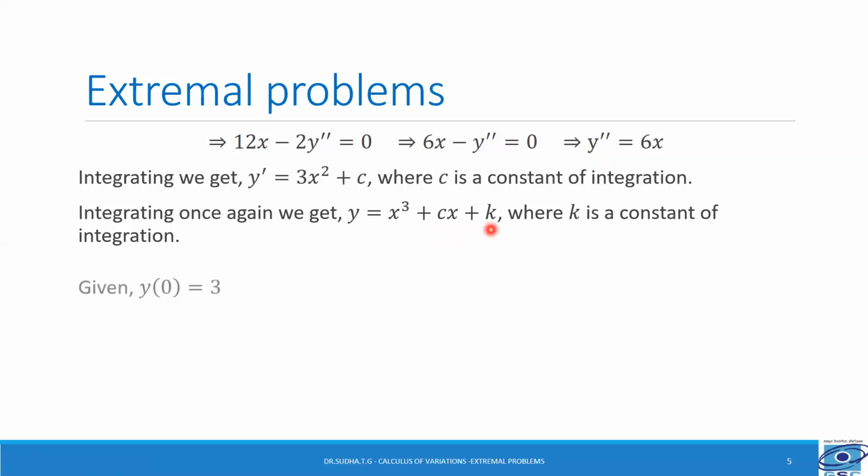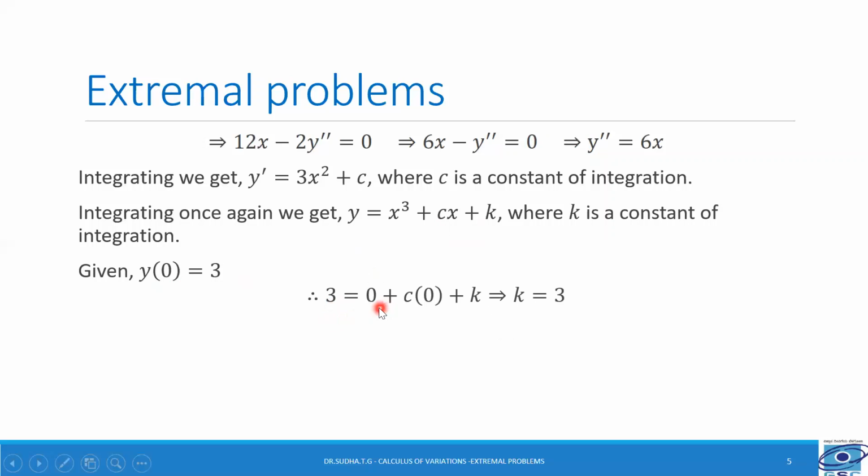So the first condition was y of 0 is equal to 3. That is, when x is equal to 0, y takes the value 3. Put these values in the y expression. So you get 3 is equal to, wherever x is there you put 0 and wherever y is there you put 3. So you get 3 is equal to 0 plus c into 0 plus k. So you get 3 on the left hand side and on the right hand side you get k. Therefore k is equal to 3.